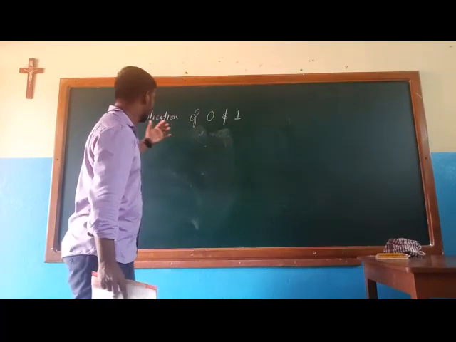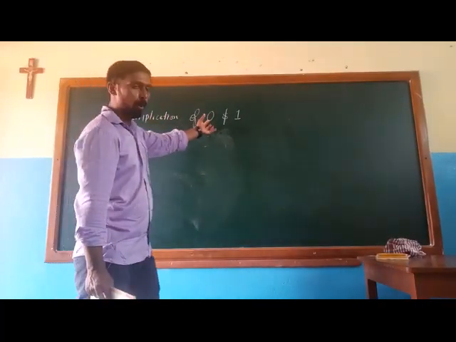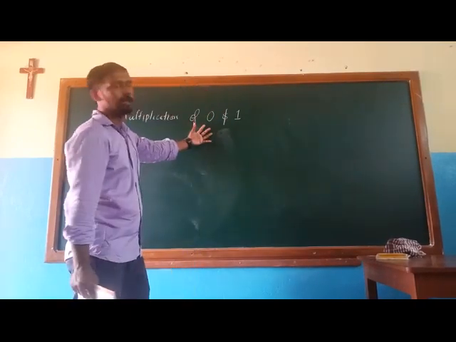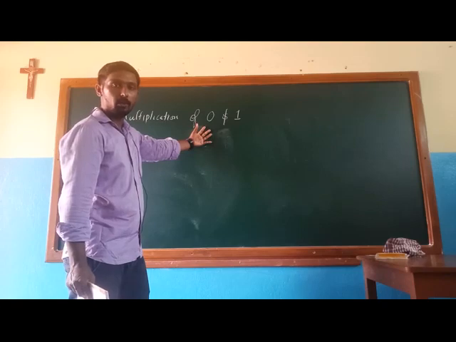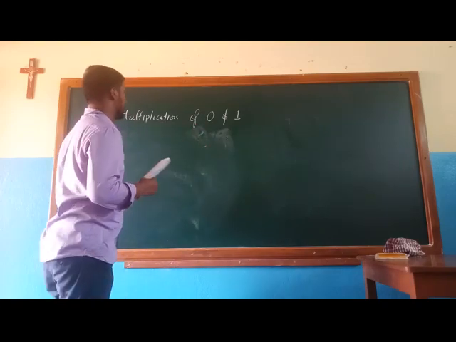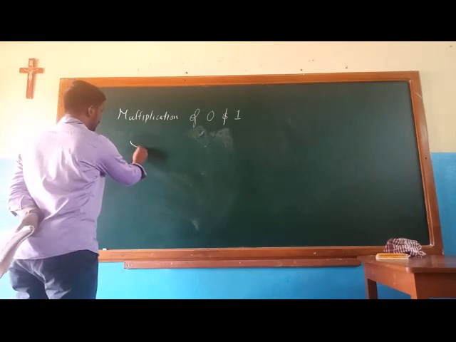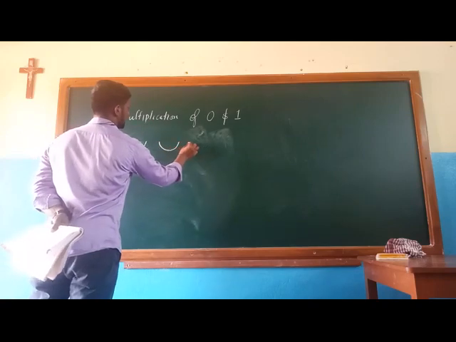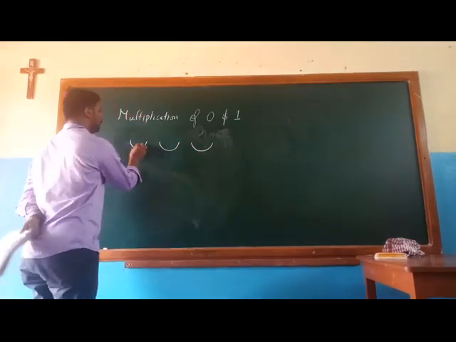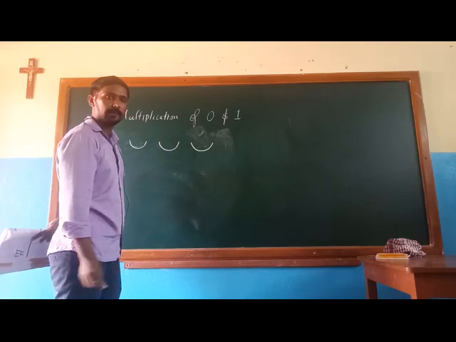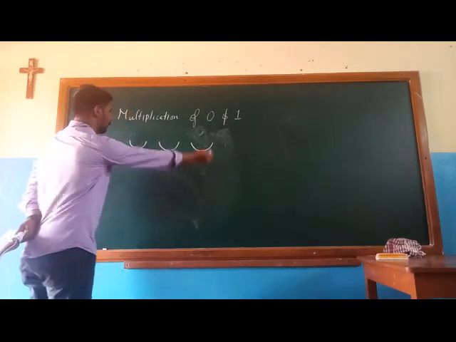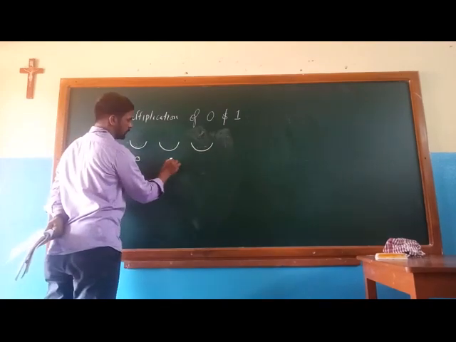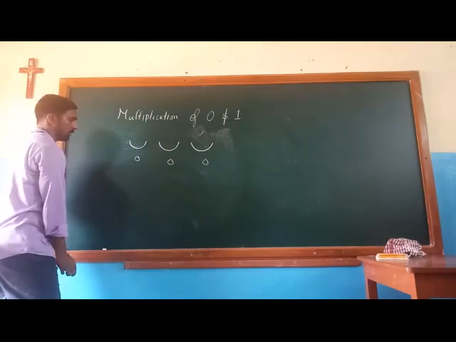The basic property of multiplication by 0 is that if you multiply any number with 0, your answer will always be 0. For example, if you take 3 plates, 3 urns, they are empty now, so there is nothing in them. They are 0, 0, 0.